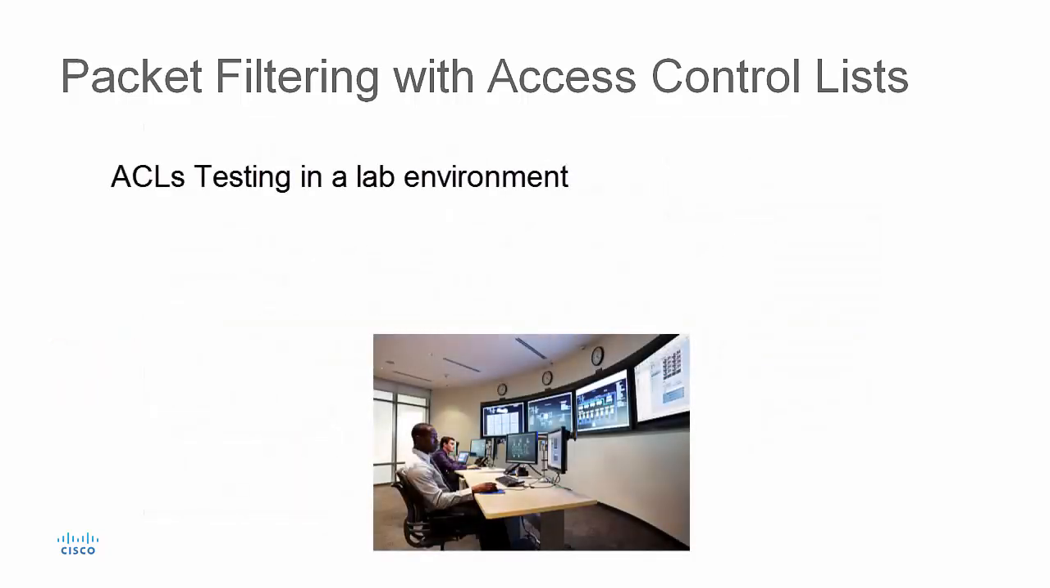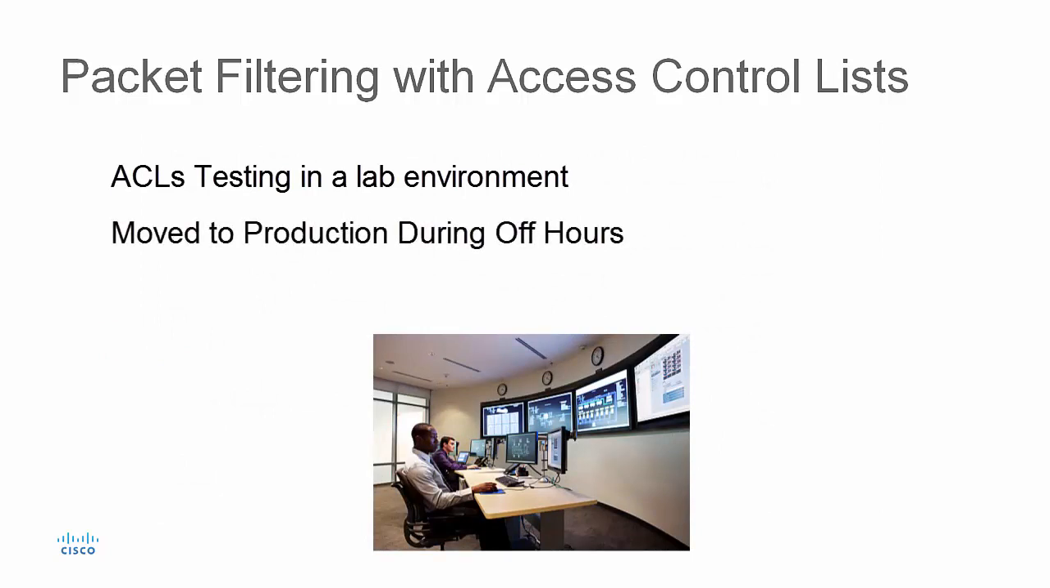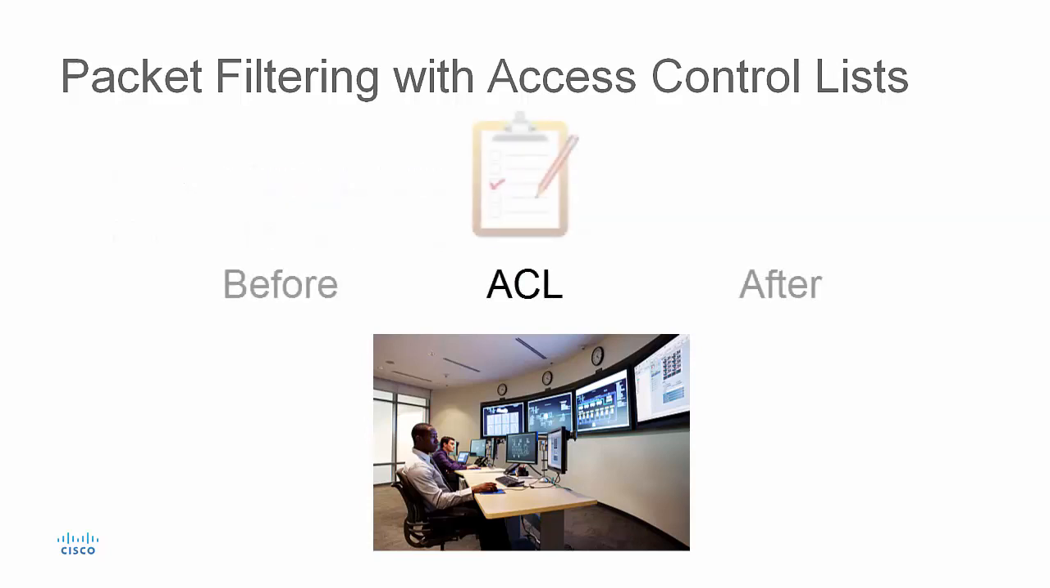Testing of ACLs should be done in a lab environment if possible. Then the ACLs should be moved to production during off hours or during a change management window. Finally, a comprehensive checklist of before and after the ACL implementation should be completed along with a contingency plan for backout or reversal if things don't go as expected.